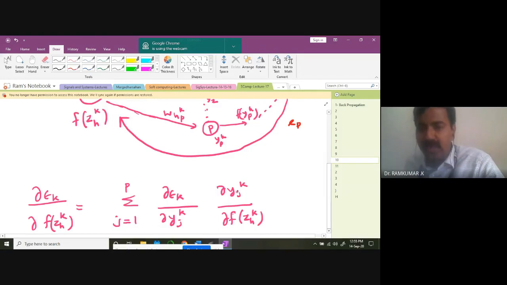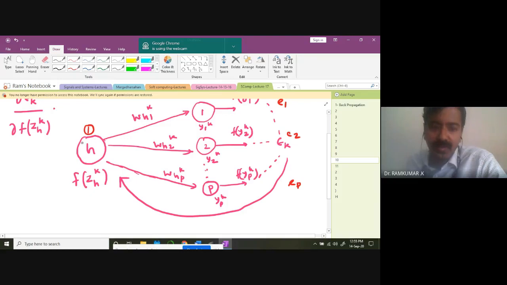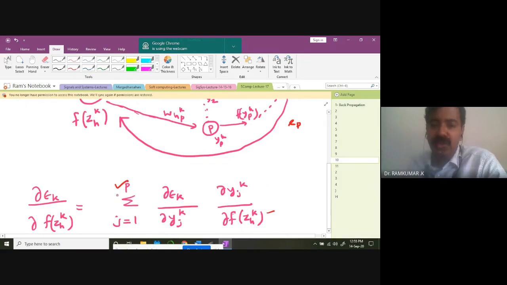But how this dou YJK changes with respect to dou f of ZHK, we need to take all the output neurons. Why? Each one of the hidden neurons is connected to all the neurons in the output layer. So naturally, we need to compute this summation. Only then can we compute this derivative. That's an important point. But for the previous case, this is not a scenario.